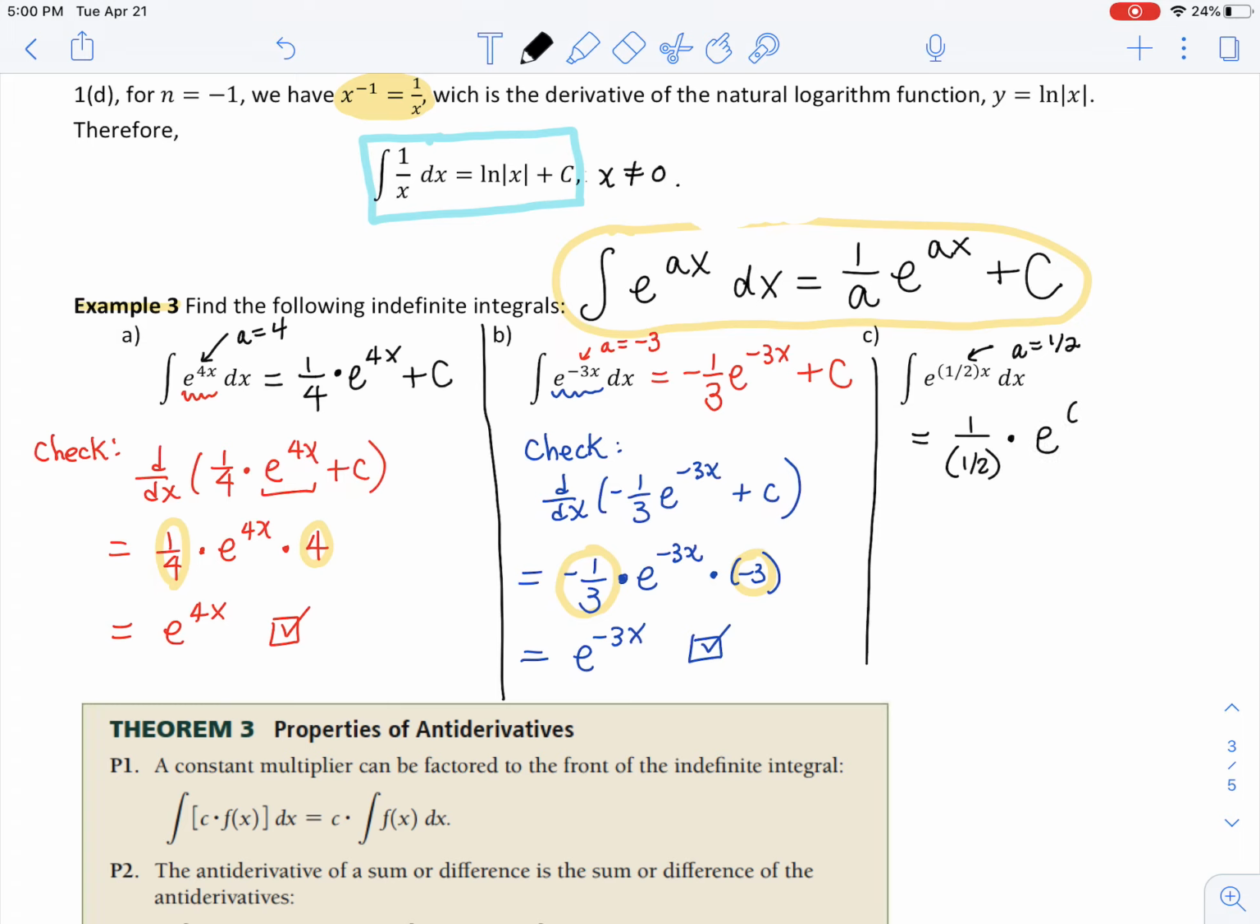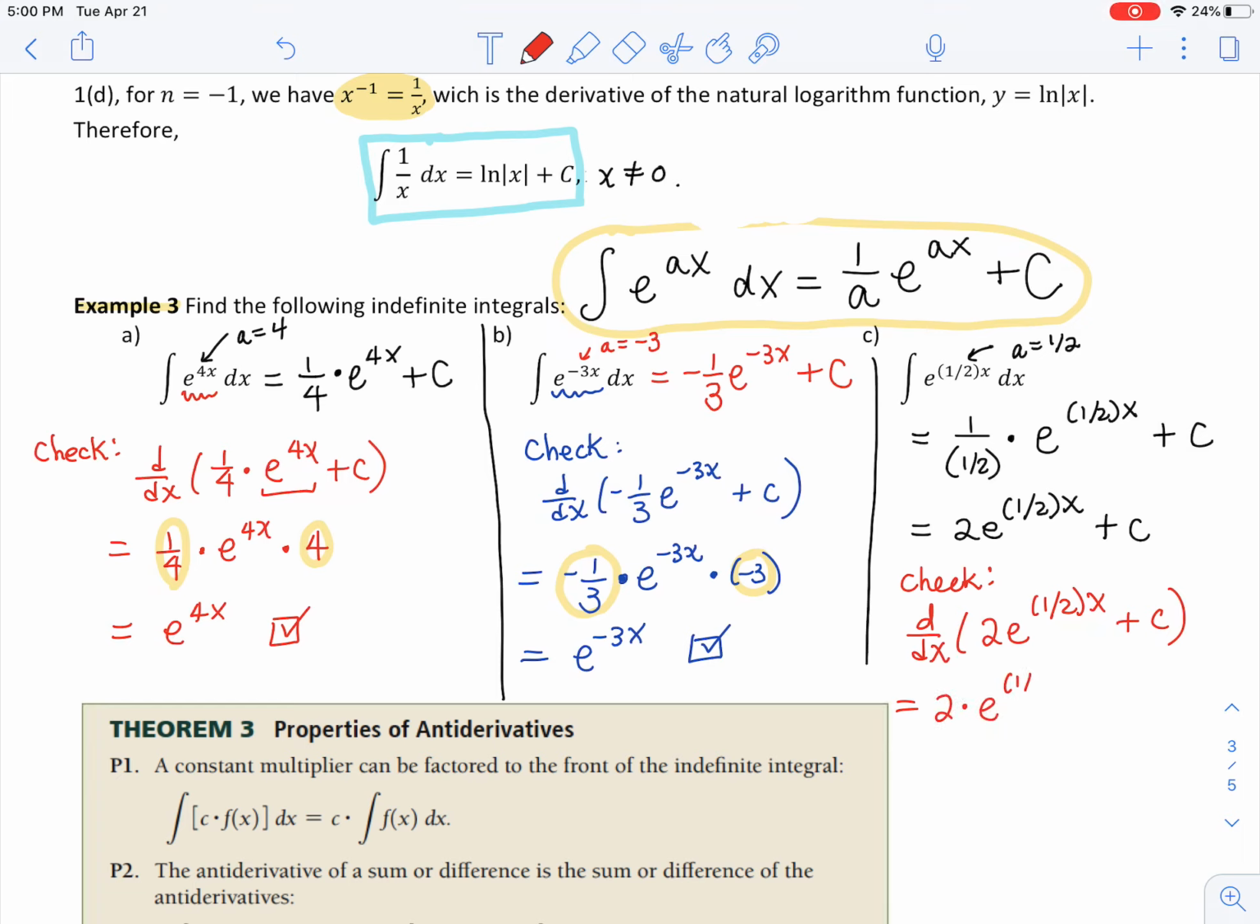All right, the very last one. What's a here? A is 1/2. So let's find the antiderivative. That's going to be 1 over 1/2 times e to the 1/2 times x power plus C. Now, I don't like to look at this first fraction, so why don't I simplify? What is 1 divided by 1/2, guys? You divide 1 by half, and you get 2. So 2 times e to the 1/2 x plus c. And that's the answer that I'm thinking.